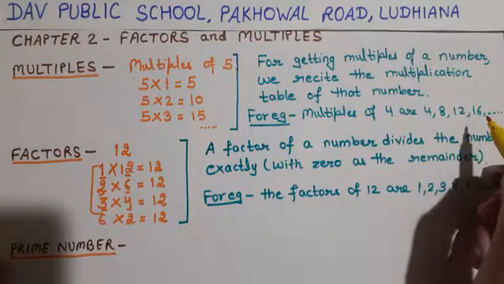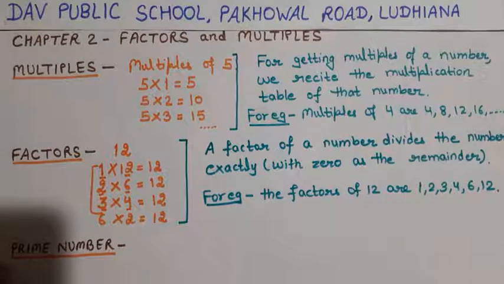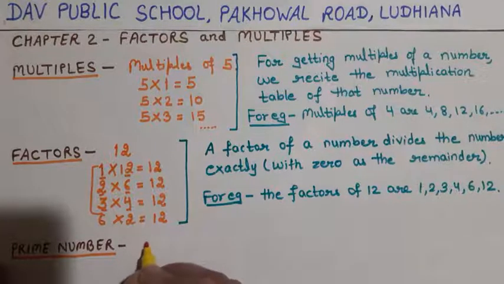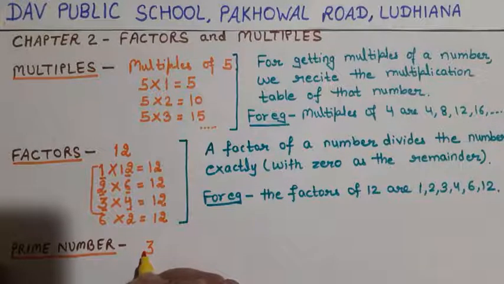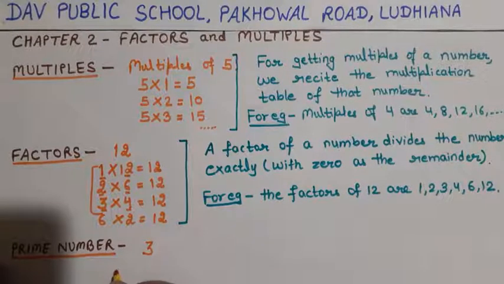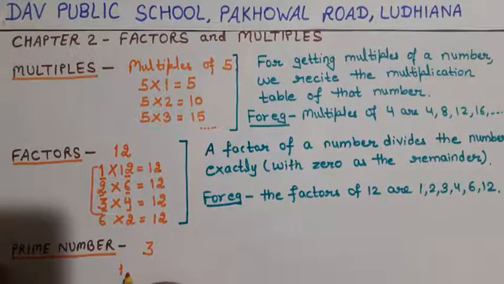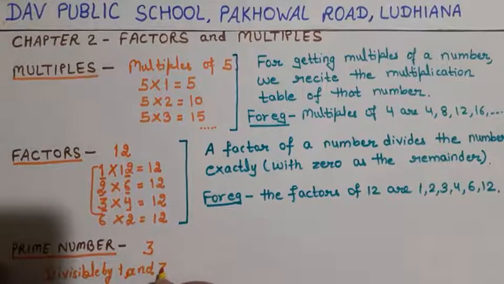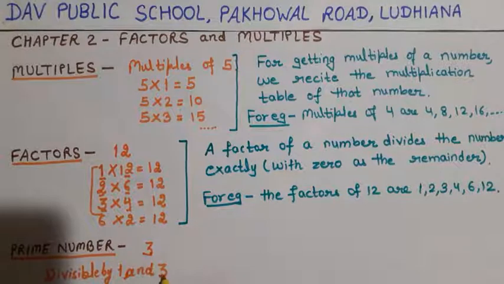Now move on to the definition of prime number. First of all, understand what is a prime number. Suppose we take a number 3. A prime number is a number which is only divisible by 1 and the number itself. Divisible by 1 and the number itself. We have taken the number 3.